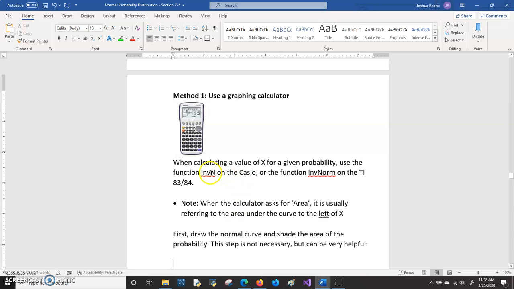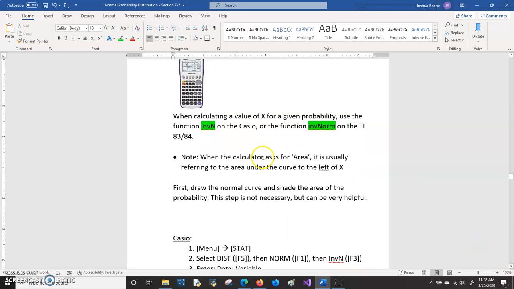On the Casio, you would use the function inv(n), which is inverse norm. On the TI calculators, you would use the function inverse norm. And when you use the calculator, one thing to keep in mind is that it'll ask for something called the area. That's referring to the area under the curve. And the calculator is always set up so that it's taking the area that's to the left of whatever x is.